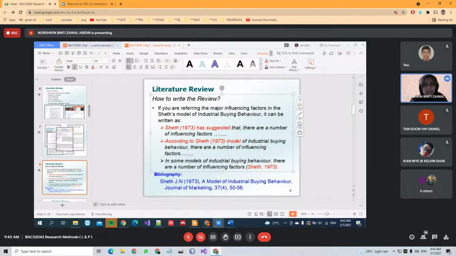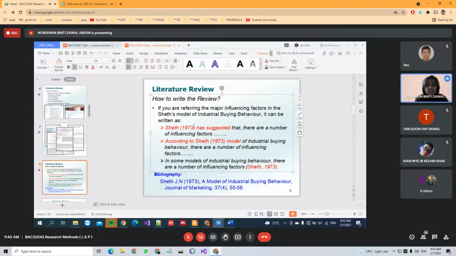So for example here, you can write something like this: Shed 1973 has suggested. So this is what you get from the paper, or the output of the research. You do not copy and paste the output here. That is plagiarism. What you need to do is, like I said, conclude the output. So that is not considered as plagiarism.